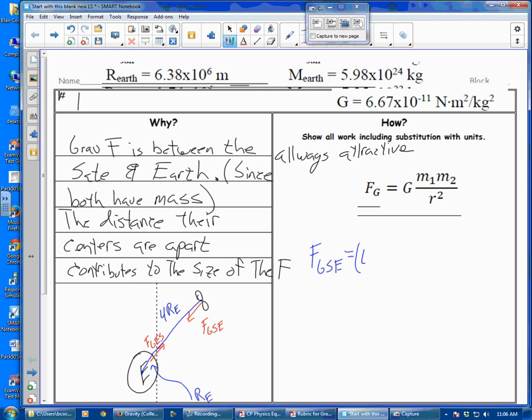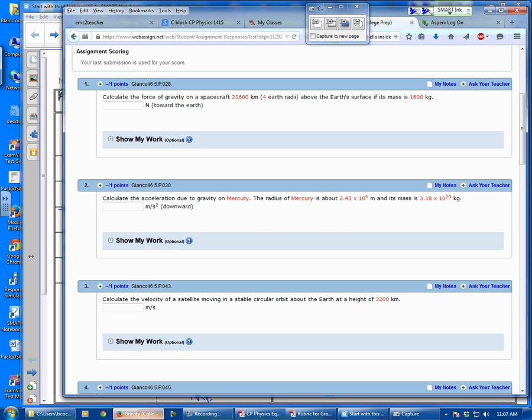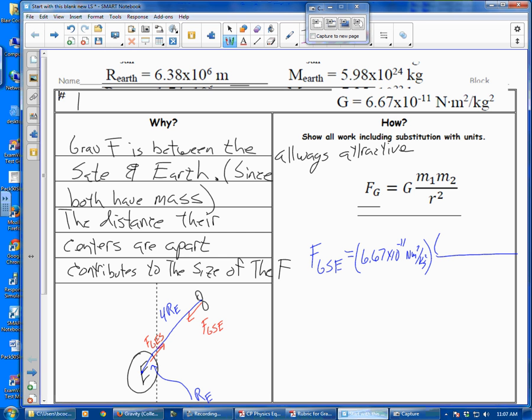Big G, 6.67 times 10 to the negative 11th Newton meter squared per kilogram squared. Mass 1 would be the mass of the satellite, which for me is 1,600 kilograms. Mass of the Earth, because that's the other thing in this pairing, 5.98 times 10 to the 24th kilograms. I'm running out of space, sorry.